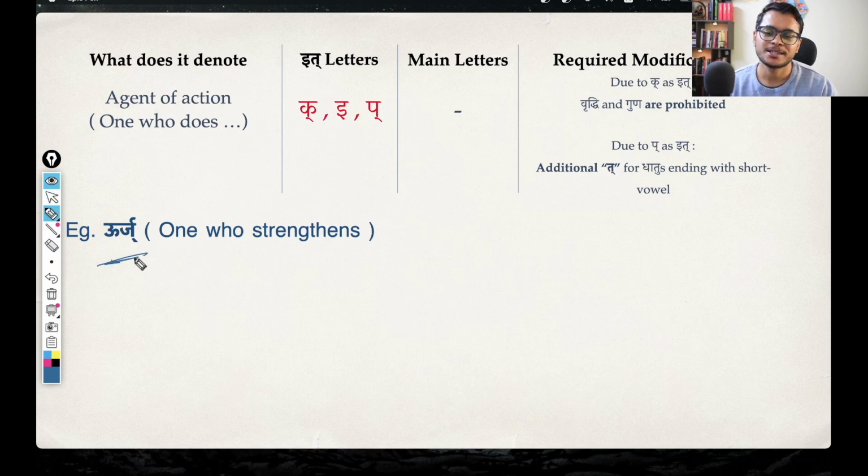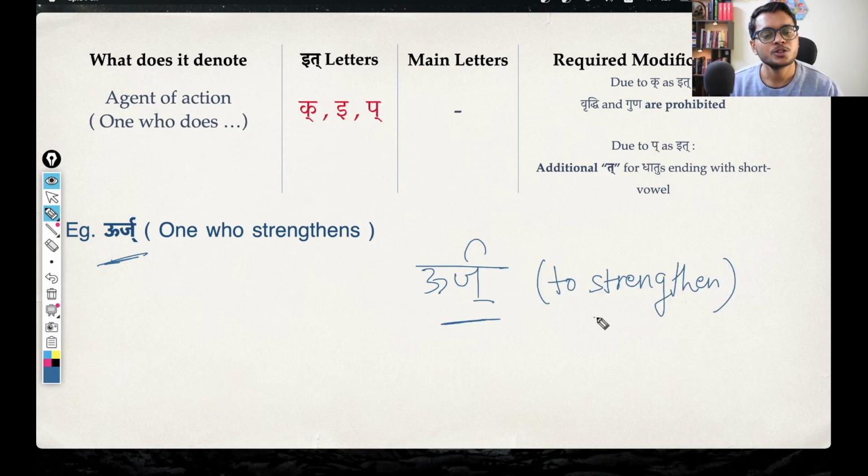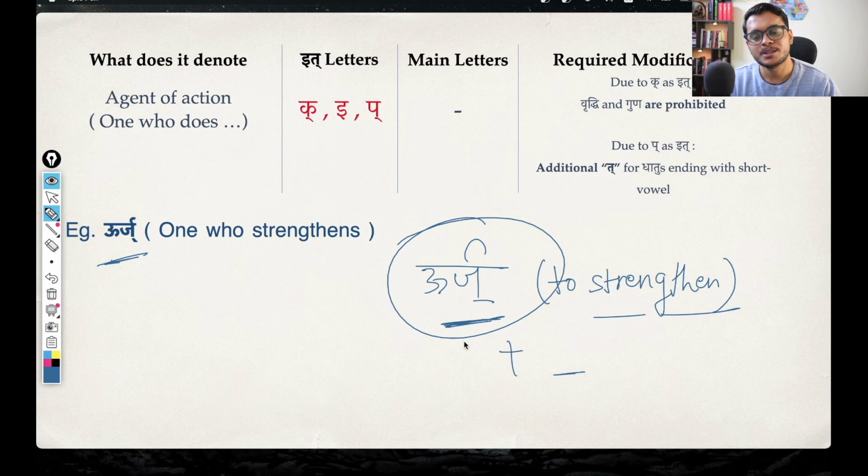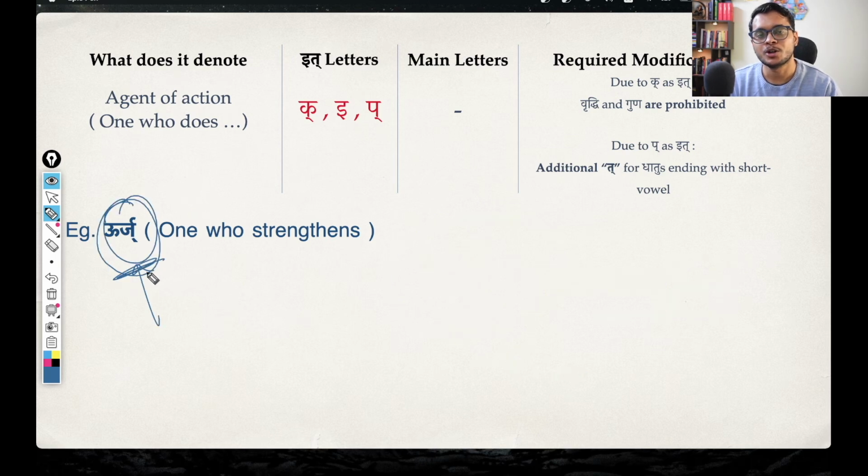So we see another example, urj. Urj is one who strengthens. And as you can already guess, this is also coming from the urja dhatu. Urja dhatu means to strengthen. And one who strengthens, so we are just modifying this urj using quip pratyay, since nothing attaches. So this urj just remains like this. This is the pratipadika. This is a jakarant pratipadika ending with a ja. So this may look like a dhatu because actually nothing changed for the dhatu. But this here is used as a pratipadika, one who strengthens.